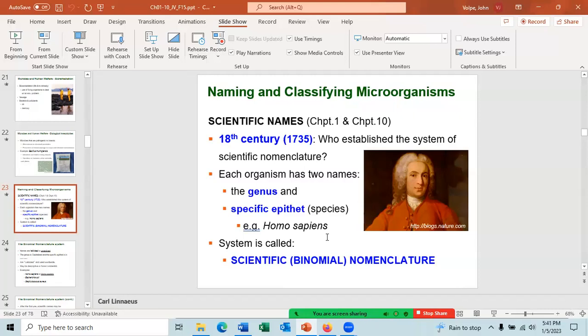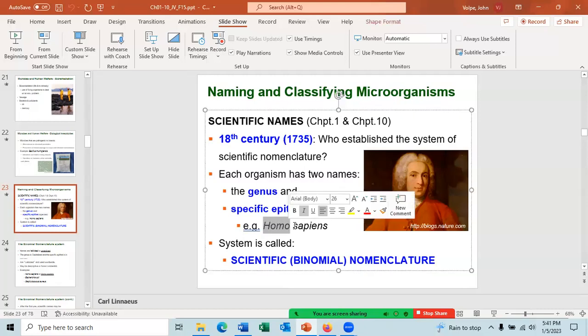What he did was he gave each organism two names. He gave them their genus name and the specific epithet name. This is not exactly the species name because the species name is the genus as well as the specific epithet. So for example, Homo sapiens is the species name, Homo is the genus, and sapiens is the specific epithet. Any question about any of that?